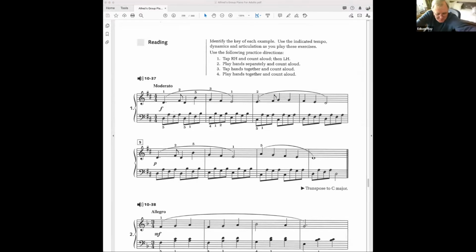All right. Looking at 10.37. What key are we in? Starting in a D, and we have two sharps, so it's D major. D major. This time you got me. It's like, oh, we got to start actually looking at scale quality, or the mode, I guess.